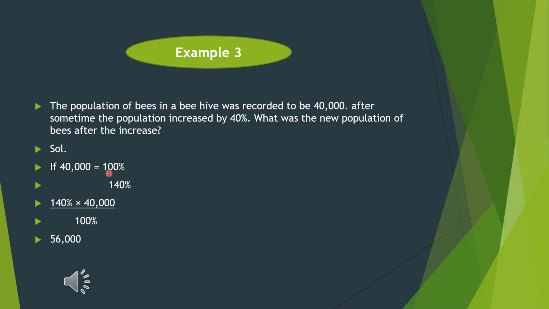I'm increasing. Then I need to cross check. It is 140% times 40,000 over 100. Those two zeros will go with those two zeros up there. And then it is 40 times 140, or maybe 400 times 140. 14 times 4 is 56. And then I add those three zeros. And my answer is 56,000.